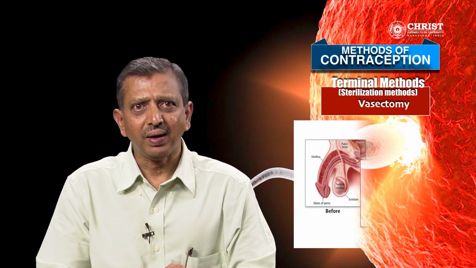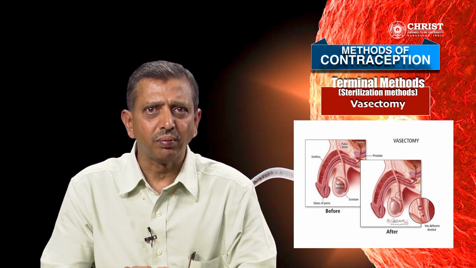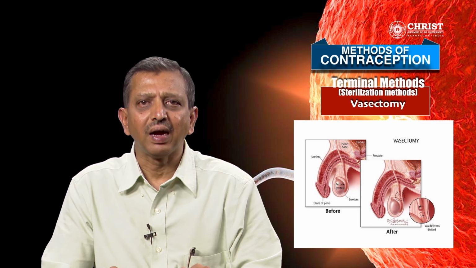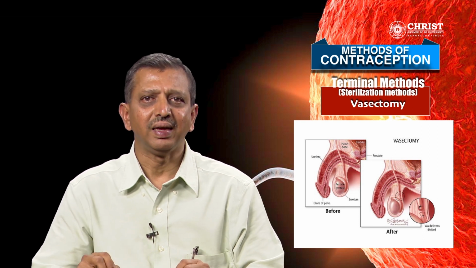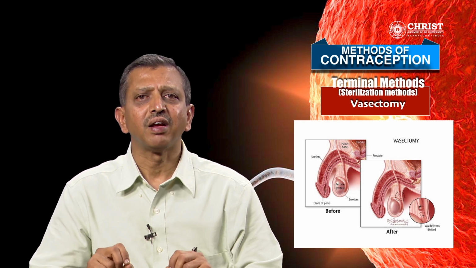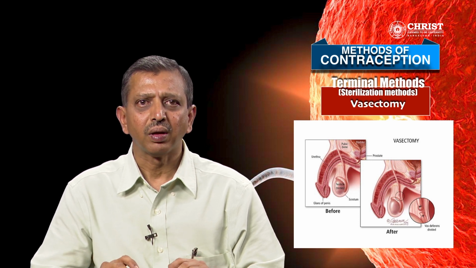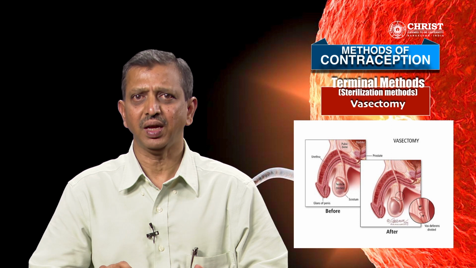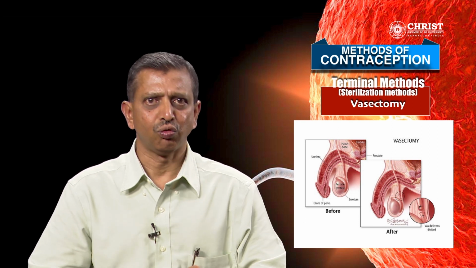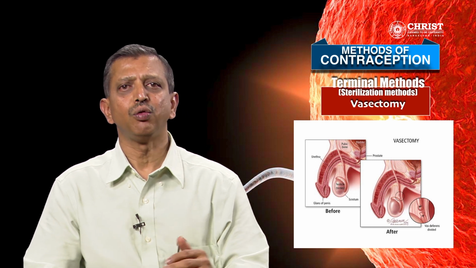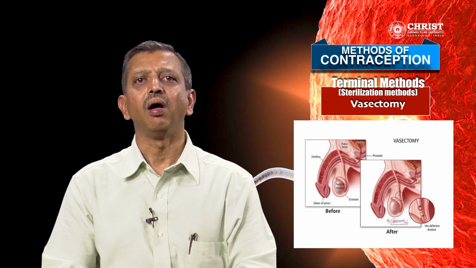In vasectomy, the vas deferens of the male reproductive system on each side is cut and the ends are ligated in a minor surgical operation to prevent the movement of sperms and subsequent insemination into the vagina during sexual intercourse. The sperms produced do not reach the urethra and are reabsorbed.